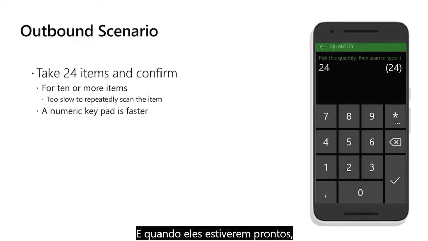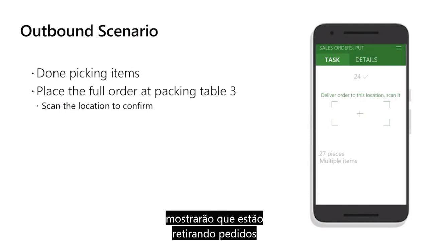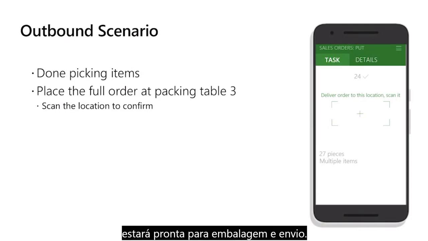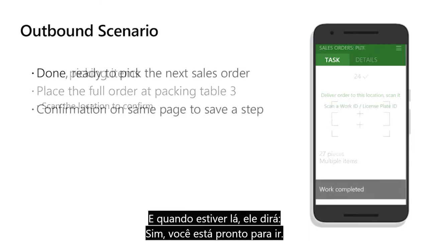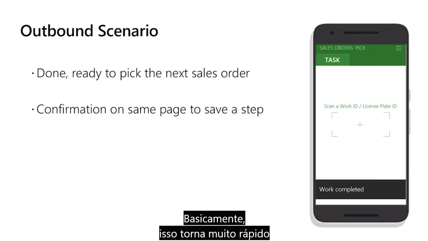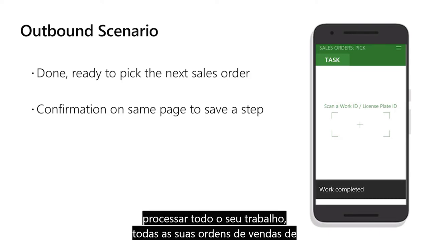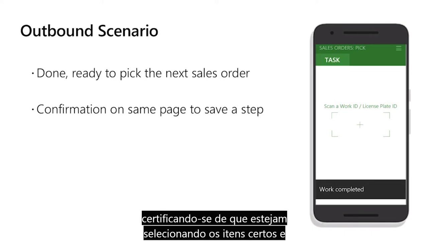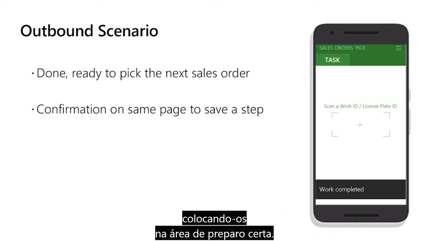And once they're done, they'll show that they are done picking orders, and then they'll place it at packing table 3, which then is ready for packaging and shipping. Once it's there, it will say, yep, you're ready to go, and then they'll move on to the next sales order. So essentially, this makes it very quick to process all of your sales orders in an efficient way, by making sure that they're selecting the right items and placing them in the right staging area. And all of this is done through modernization.